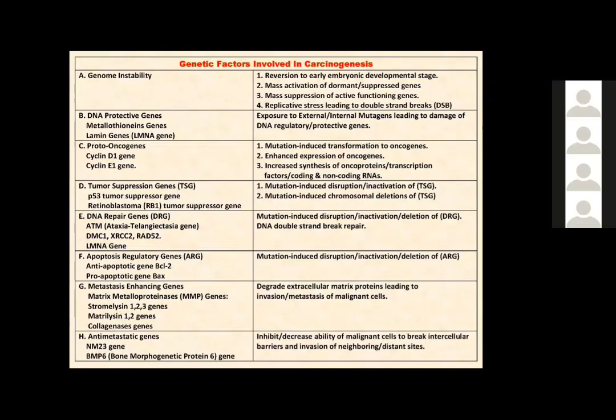We have what we call anti-metastatic genes. Anti-metastatic genes are genes which can arrest or decrease the ability of malignant cells to break intercellular barriers and invade neighboring or distant sites. A major function of many of these anti-metastatic genes is to synthesize proteins which are essential for what we call cell contact, for a tissue to get its final architecture and strength.